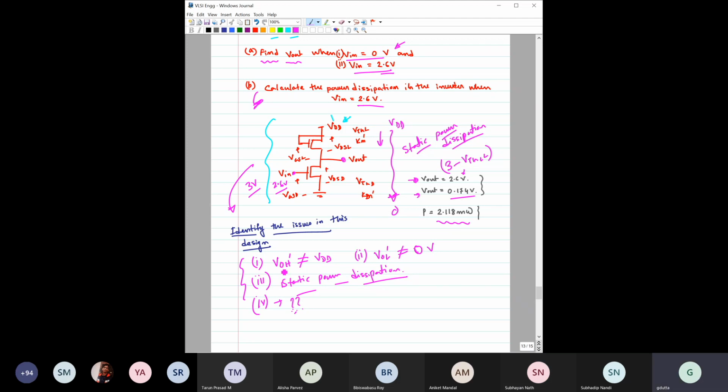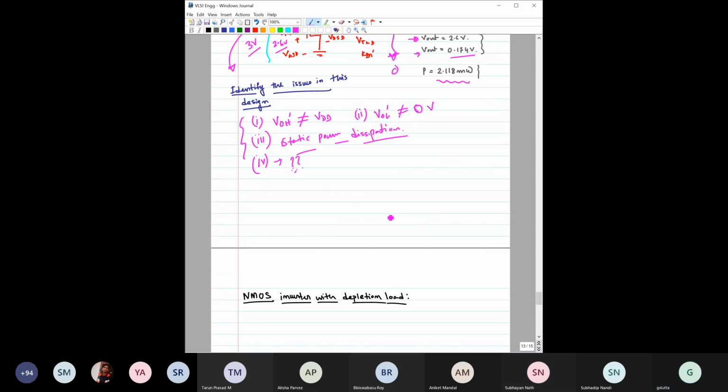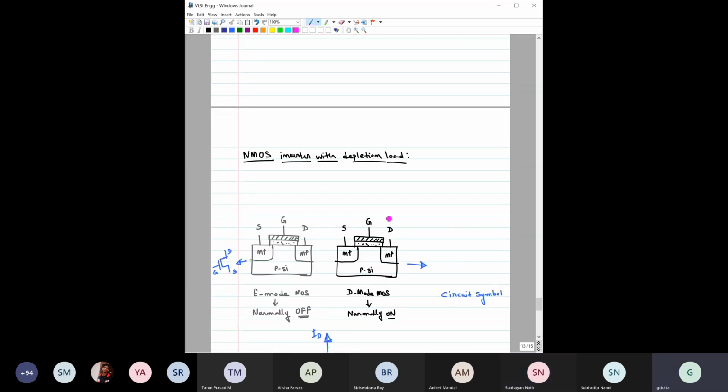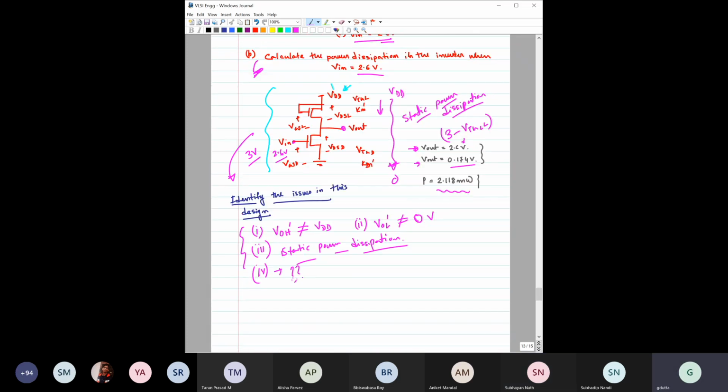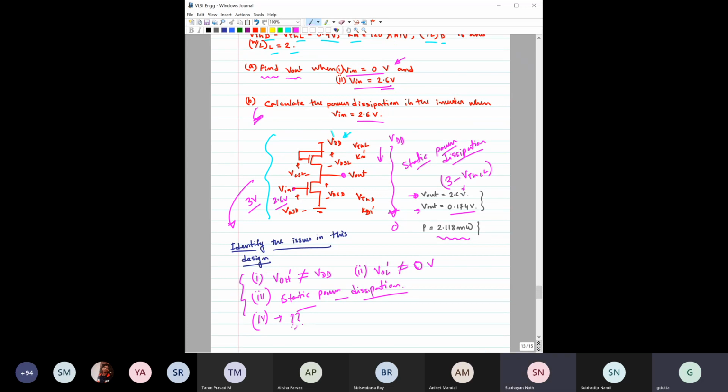I think we need to stop here because it is already one. Sir, I thought I would be able to do the next part, but anyway. Sir, to solve this static power dissipation issue, we need such a load that when logic 1 is applied, there should not be any direct path from VDD to ground, right? Exactly, Shubhayan. You are absolutely right.